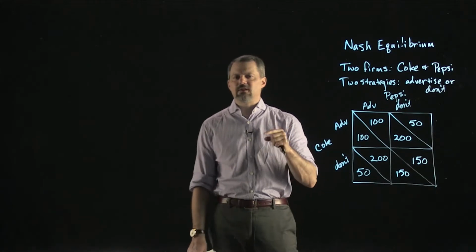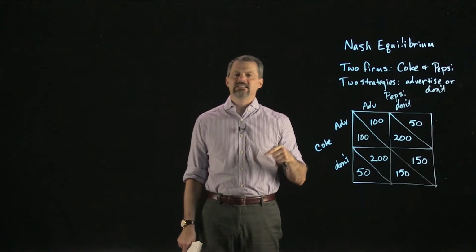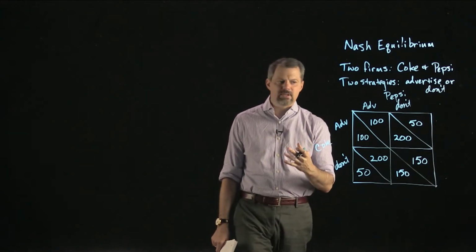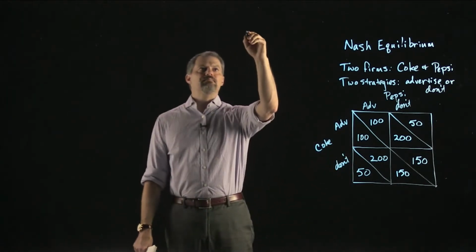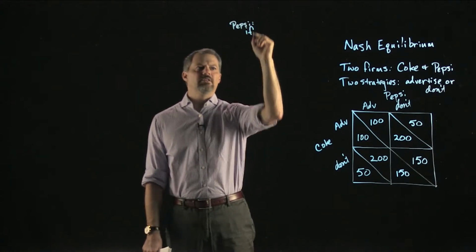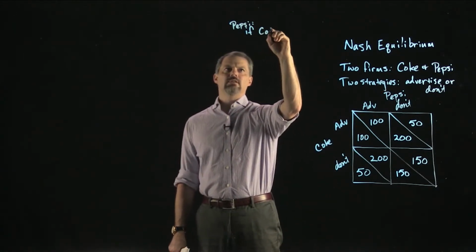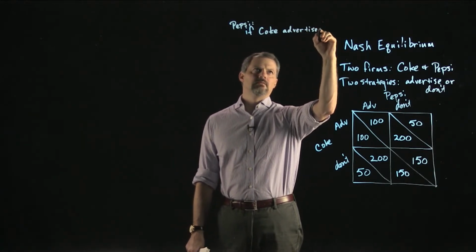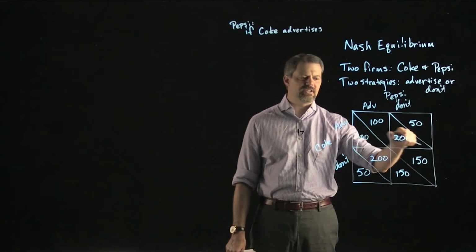The problem for each firm is if each firm knows that the other firm's not going to advertise, it's in their best interest to go ahead and do it. And let's just verify that. We call that a dominant strategy, but let's verify what's going on. Let's take Pepsi's point of view. So we are now thinking about ourselves as if we are Pepsi. If Coke advertises, then we are going to be in this column, or excuse me, in this row.